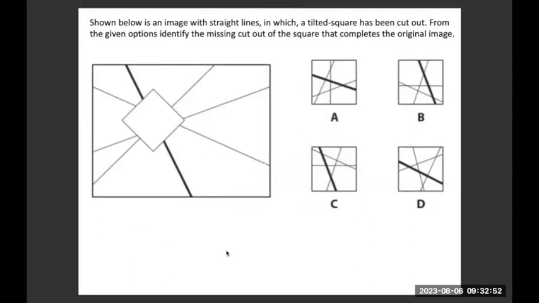This is a similar question to the one we saw earlier. In this case, what you have to find is there's a cutout which is done, and a page which has these different lines drawn. This cutout is a tilted square. You have to identify which of the options this cutout will fit in.